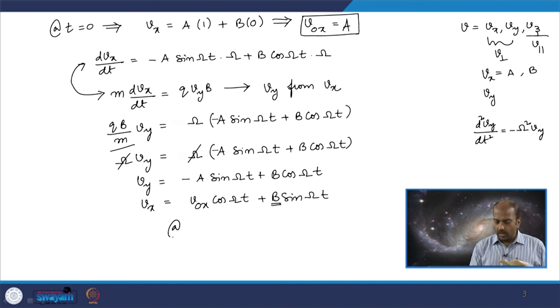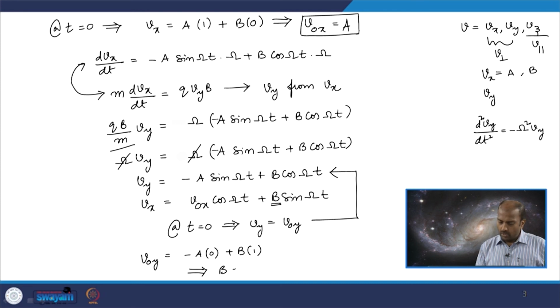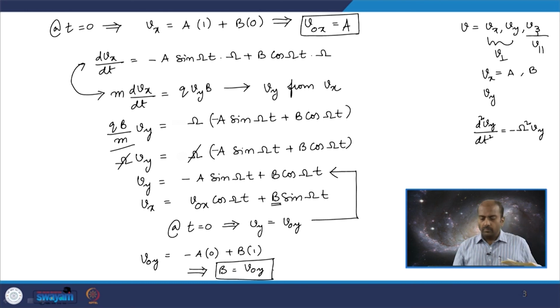Similarly, at t is equal to 0, Vy would have been V0y. Now, using this into this equation, we can write that V0y is equal to minus a times 0 plus b times 1, which implies b is equal to V0y. Now, we have both a and b. So, a is the initial velocity along the x axis and b is the initial velocity along the y axis for this kind of solution.